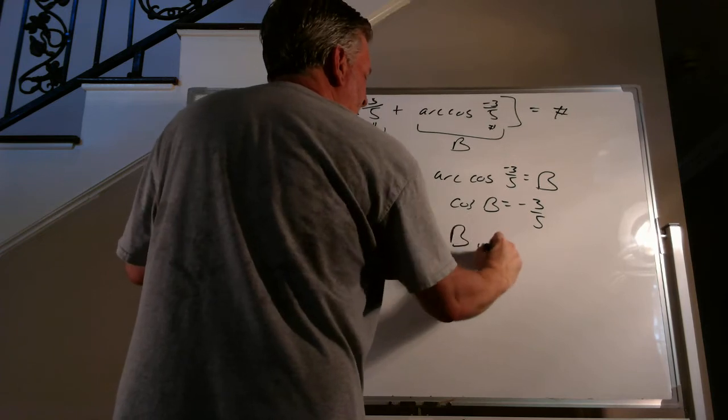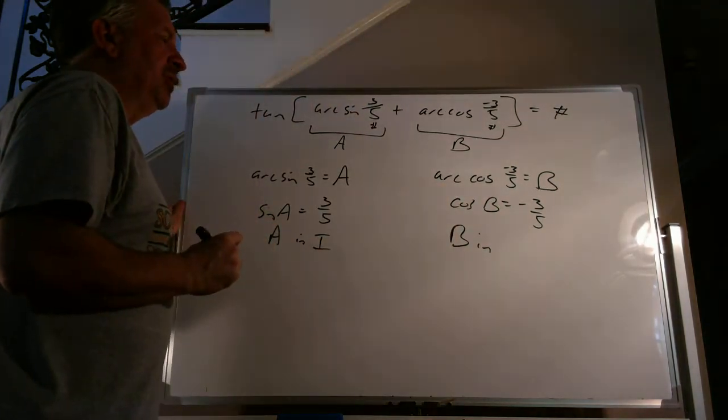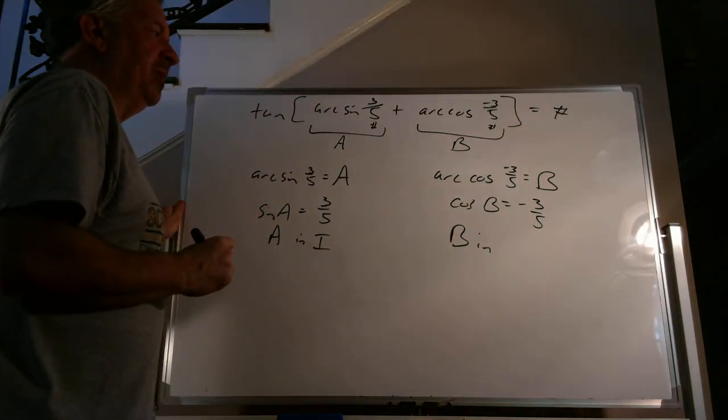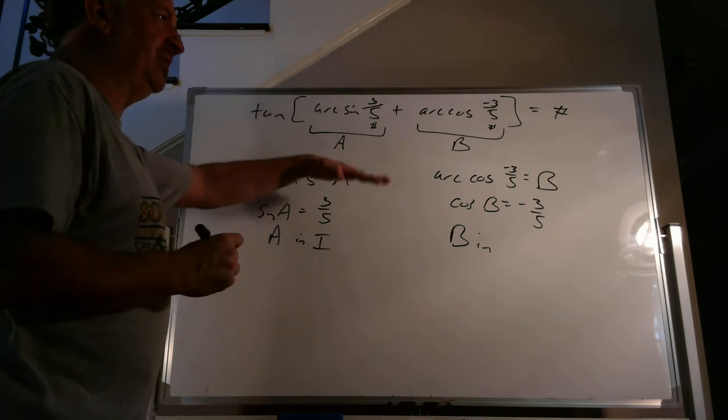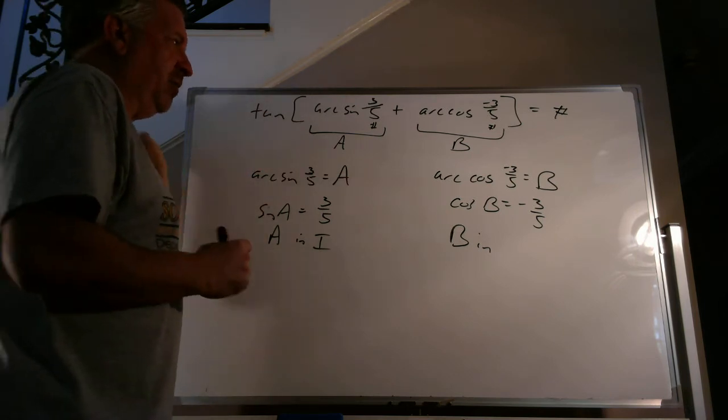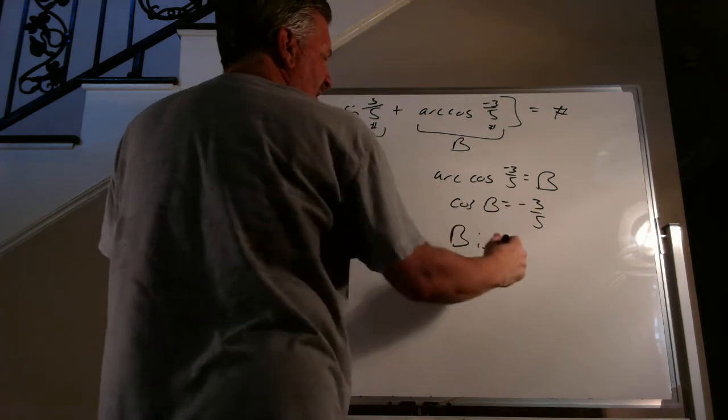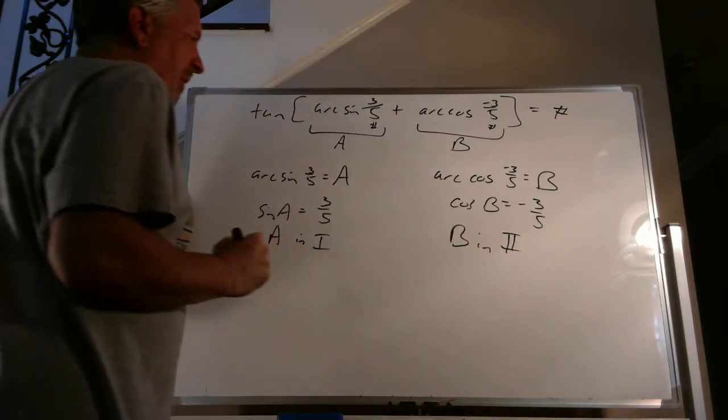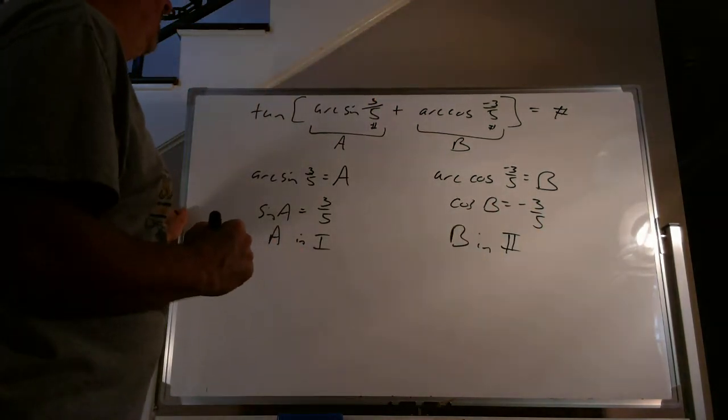And now where is angle B? Do you know what quadrant B is going to be in? Remember, arc cosine gives you answers from 0 to pi, first and second quadrant. Since this number is negative, B is in the second quadrant. Right? Well, can we draw a picture of each of those?